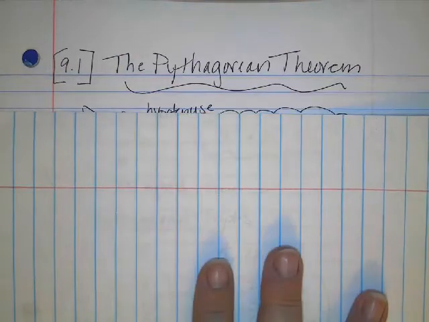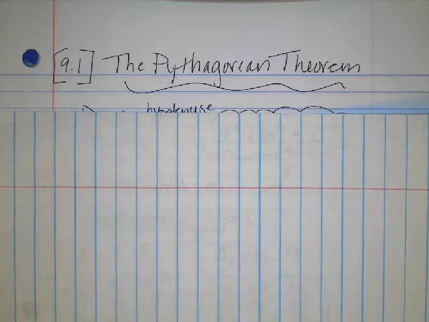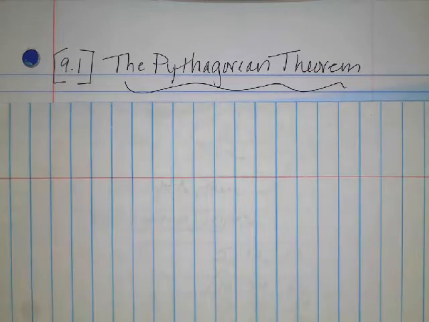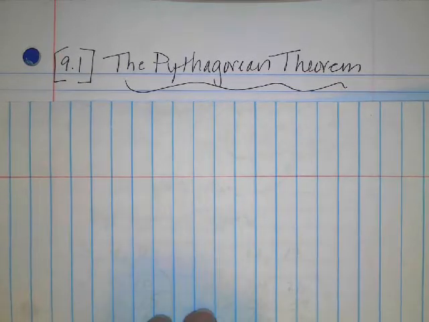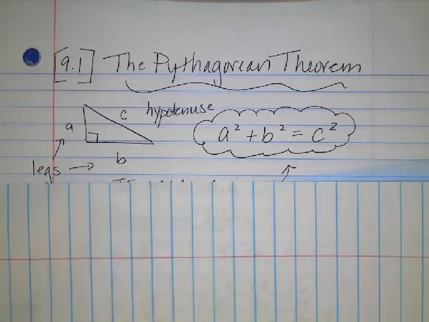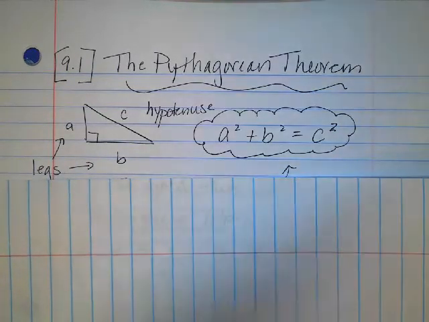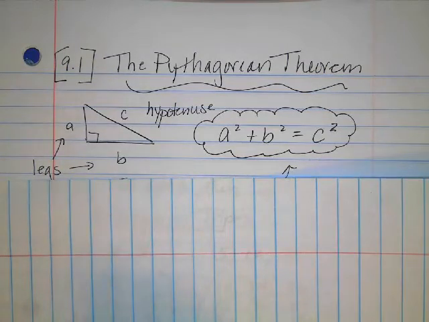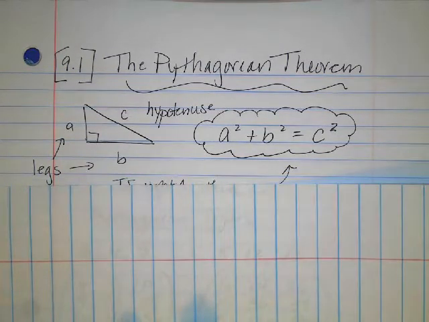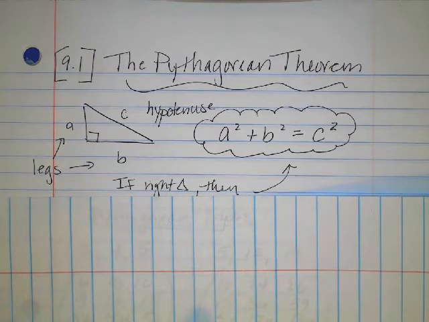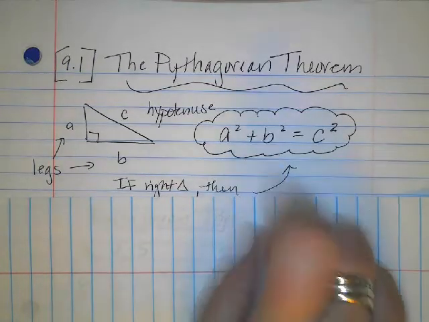All right, we're starting our next chapter, and in chapter 9, we are going to talk specifically about right triangles and other types of triangles, and it starts with the Pythagorean theorem. That's the first one we're going to chat about. If you remember, this is a squared plus b squared equals c squared. The Pythagorean theorem tells us that if we have a right triangle, then this will occur.